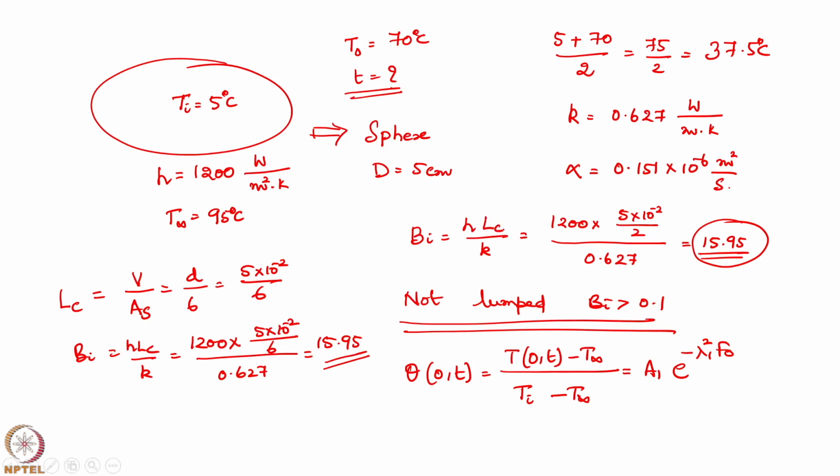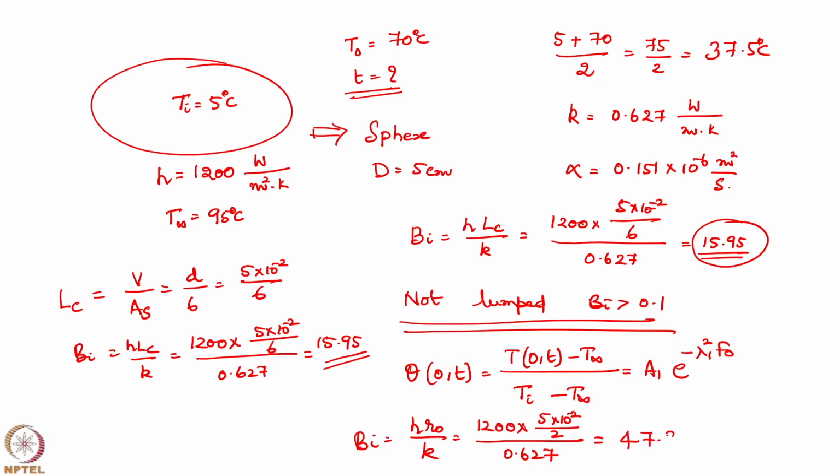LC. So you get this is 5 into 10 to the power of minus 2 divided by 6, you get a Biot number greater than 0.1. But now for this calculation, I have to calculate the Biot number as h R naught by k. So h is 1200 into 5 into 10 to the power of minus 2 divided by 2, divided by k of 0.627. So the Biot number happens to be 47.8.